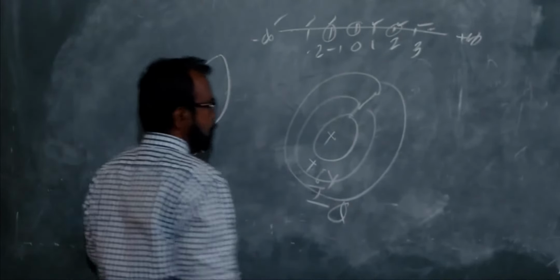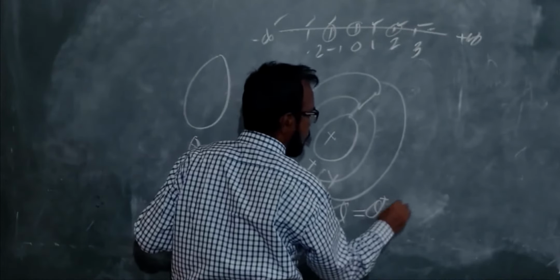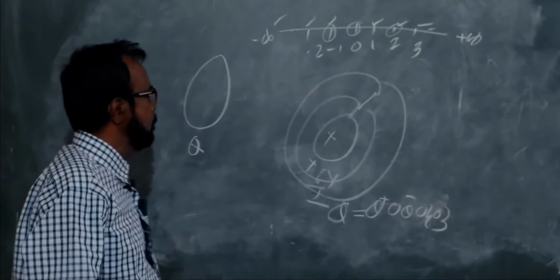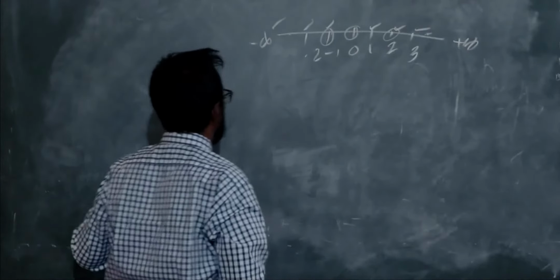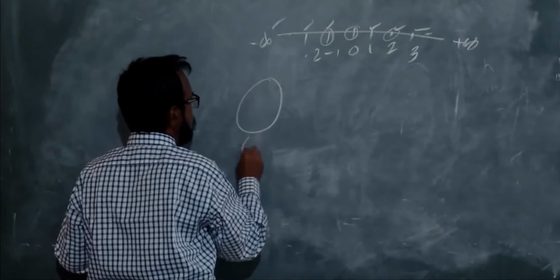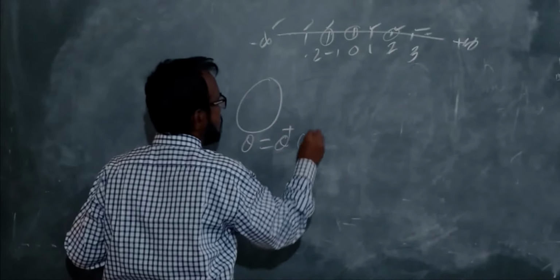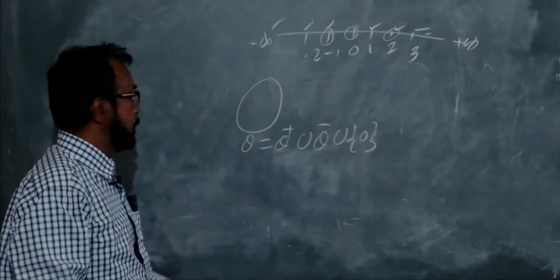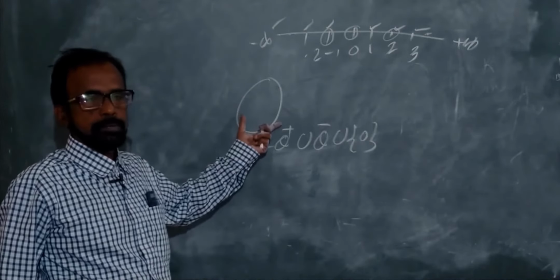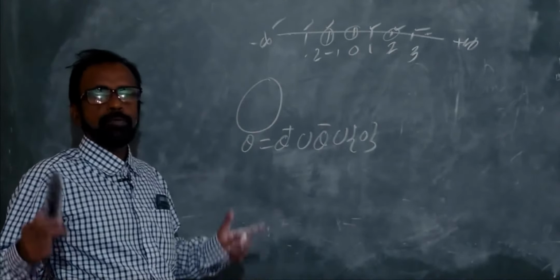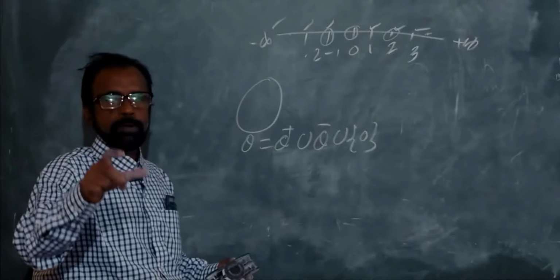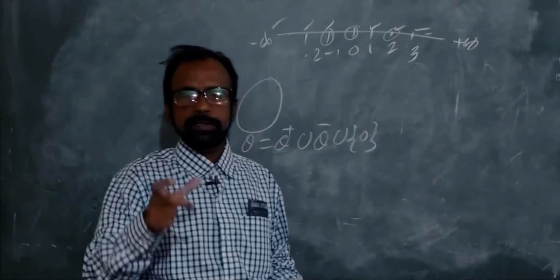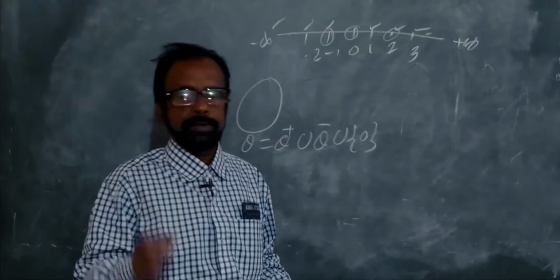Q means the set of rational numbers: Q plus union Q minus union 0, including 0, the set of all rational numbers. Q is equal to Q plus union Q minus union 0. This is the set of rational numbers. Now we test whether the set of rational numbers is open or not. If it is open, every point must be an interior point.